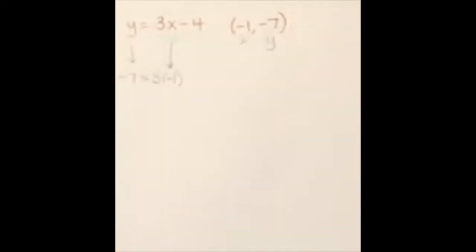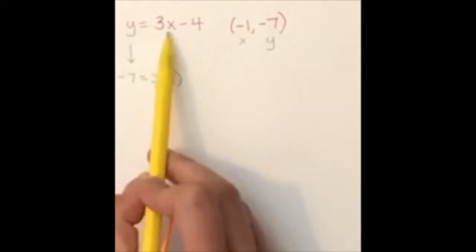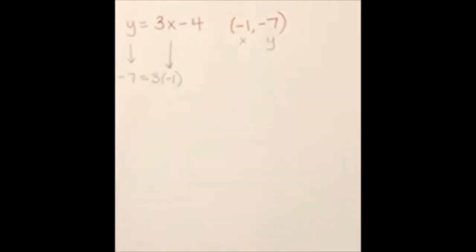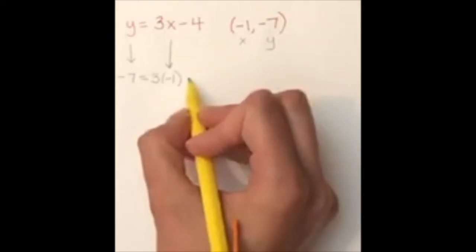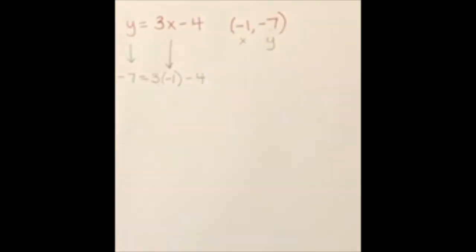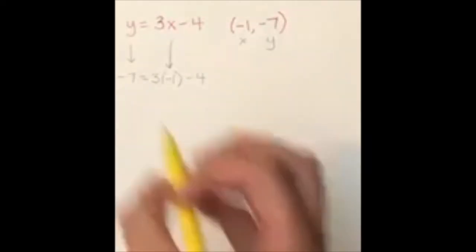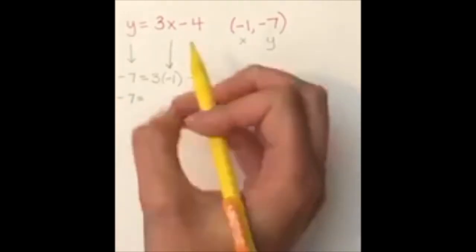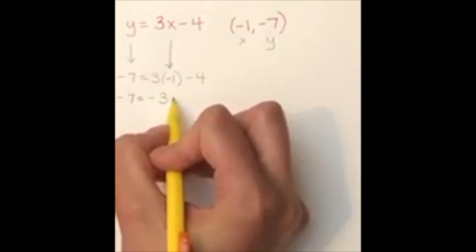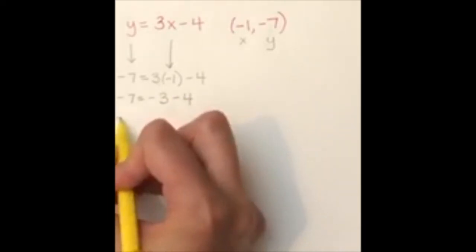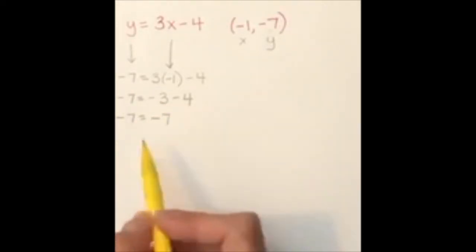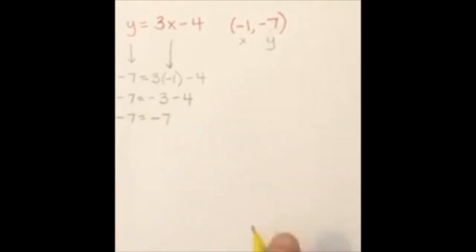And we're remembering that when two things are stuck together in math, that means multiplication. So this is really 3 times -1. And then the -4 just comes down. And now we want to see if this equation is going to come out to be true. So we have -7 and then 3 times -1, which is -3 minus 4. What is -3 minus 4? Yep, it's -7. Does -7 equal -7?